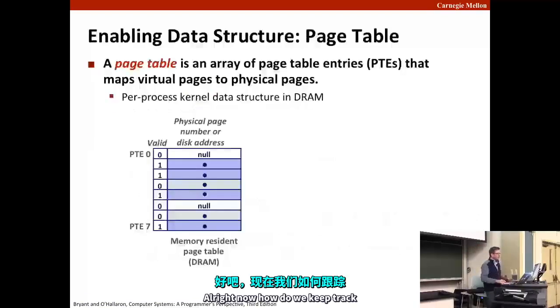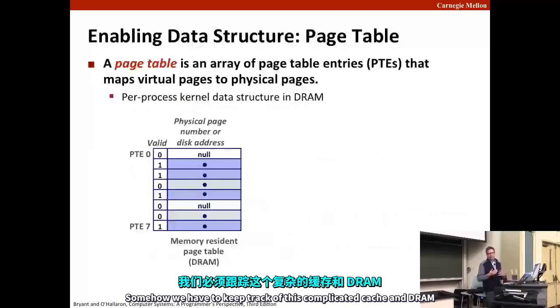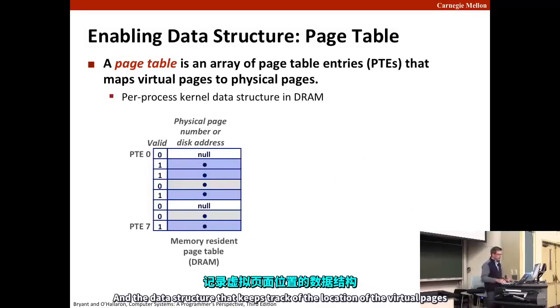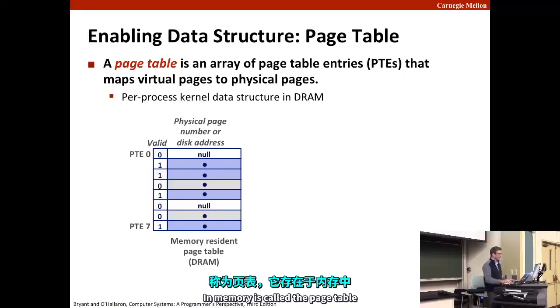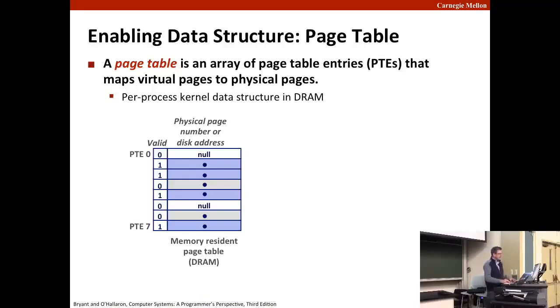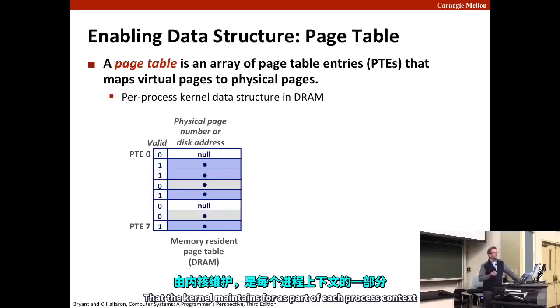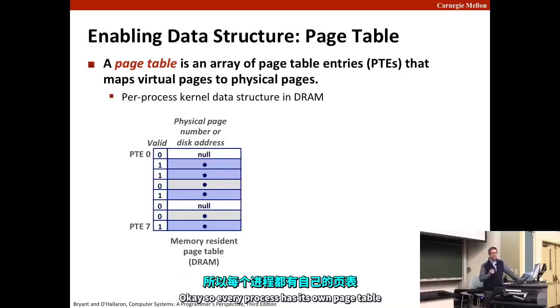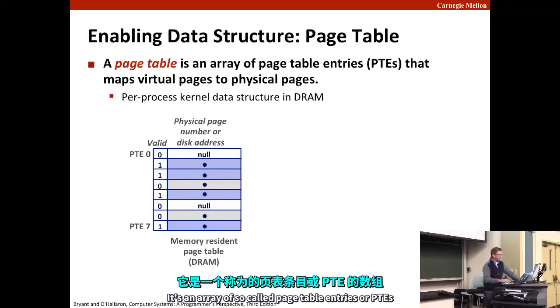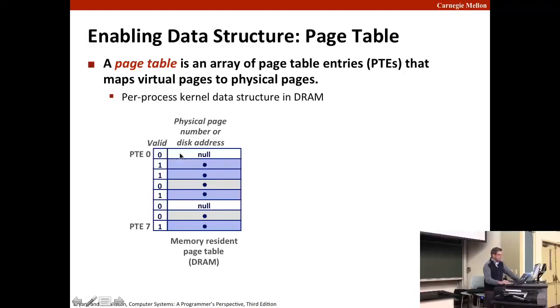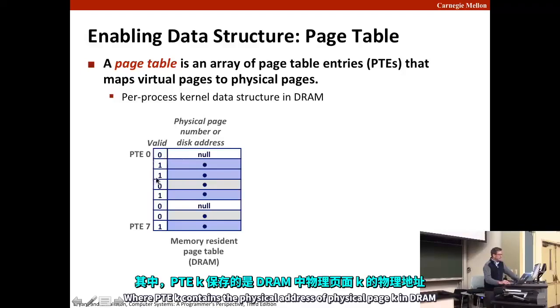All right, now how do we keep track? Somehow we have to keep track of this complicated cache in DRAM. And the data structure that keeps track of the location of the virtual pages in memory is called the page table. Now, a page table is just a data structure in memory that the kernel maintains as part of each process context. Okay, so every process has its own page table. And it's an array of so-called page table entries, or PTEs, where PTE K contains the physical address of physical page K in DRAM.